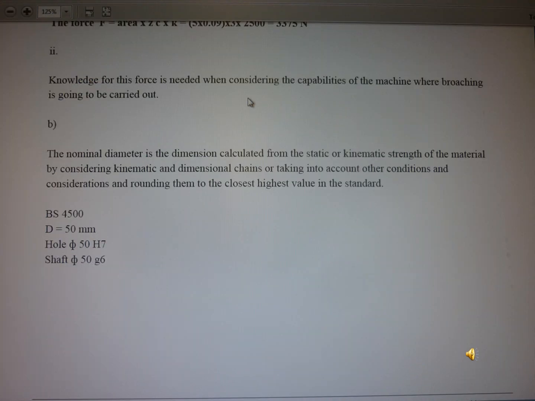And this is also that you can see the nominal diameter or the strength of the material, the shaft diameter, and the hole diameter.